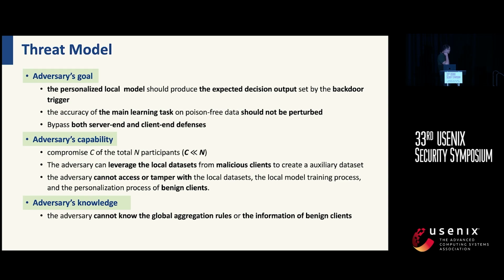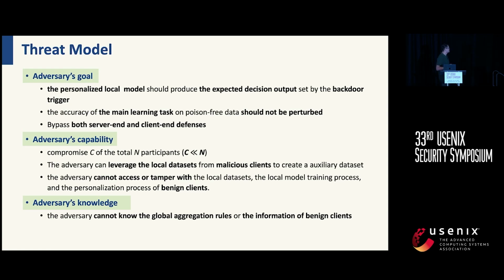Let's first look at the threat model. The adversary's goal is to corrupt the personalized local model such that it will produce the expected decision output when faced with the backdoor trigger. This is basically the goal of the backdoor attack. Also, the main learning task should not be affected. The attacker would like to bypass both the server and the client defenses.